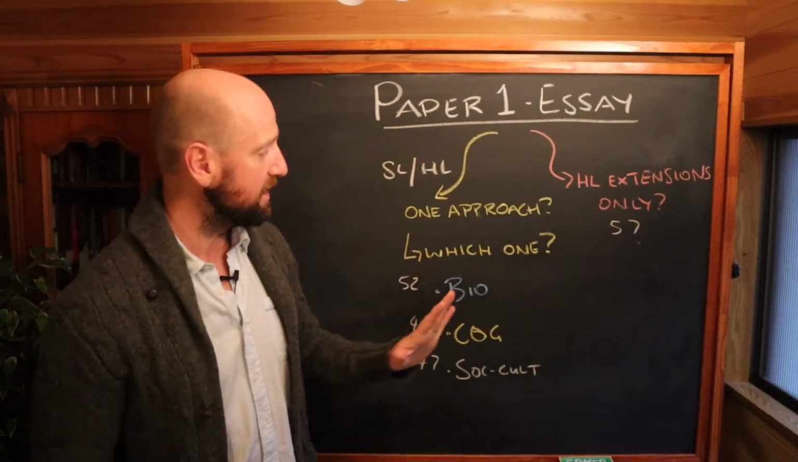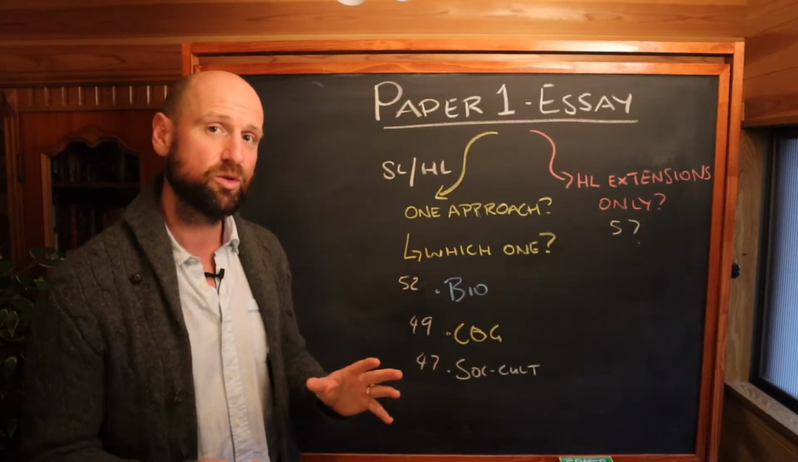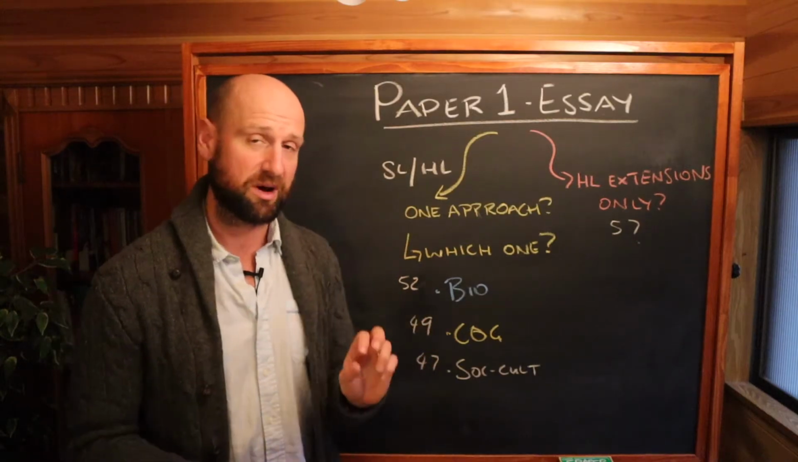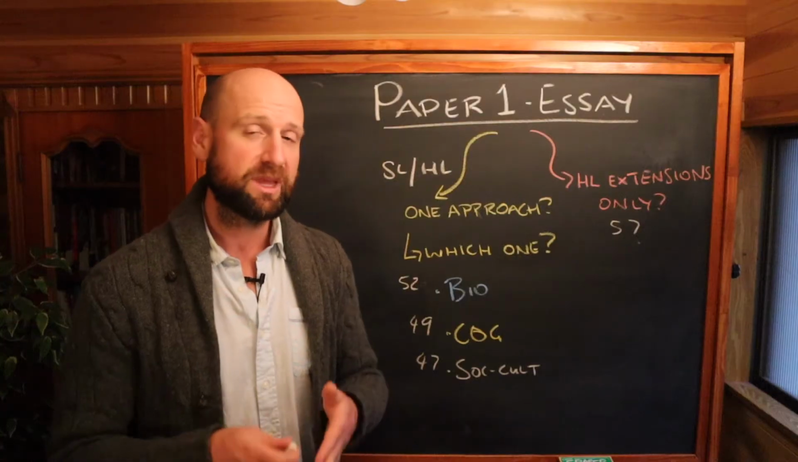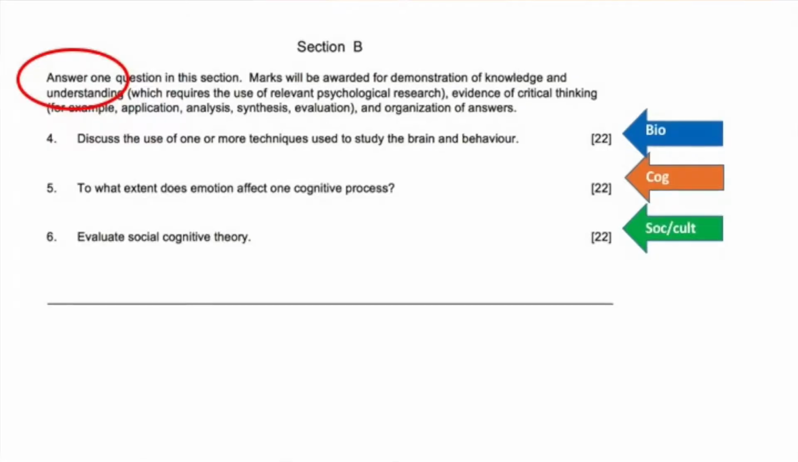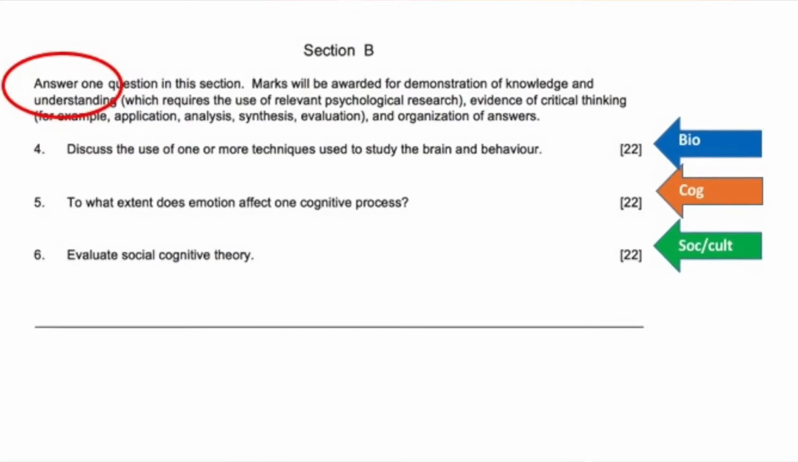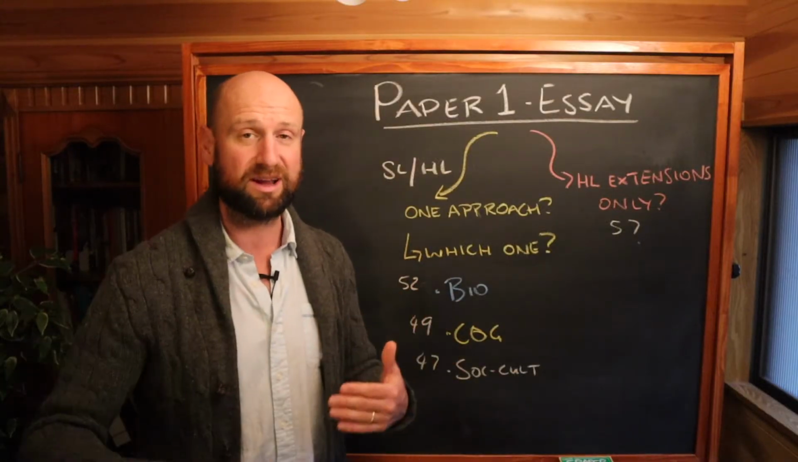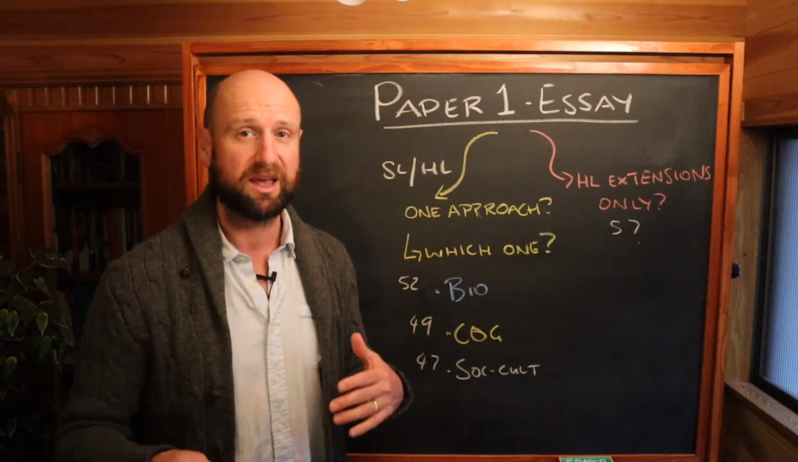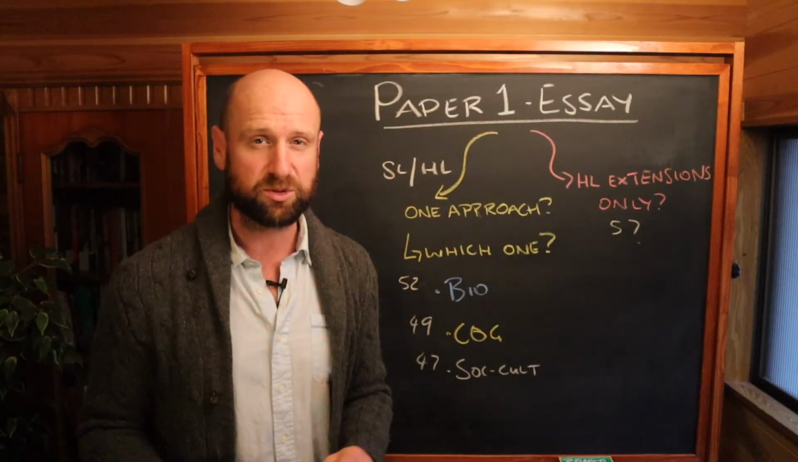In the previous video, I explained why studying just the HL extensions is a bad idea. Now, I recommend for the essays, you want to choose one of the approaches, biological, cognitive, social, cultural, and become an expert in that approach. And prepare for that for the essays because you're guaranteed one essay question from each of these approaches, right? If you try to study all three to the essay level, 2 or 3 studies per topic for all of those, it just becomes way too overwhelming.